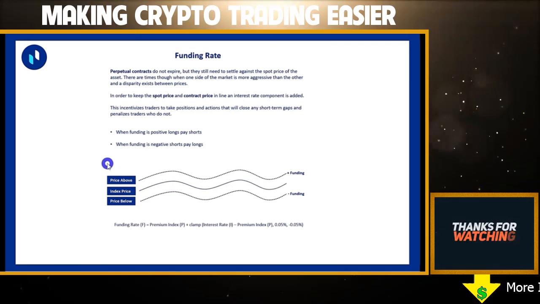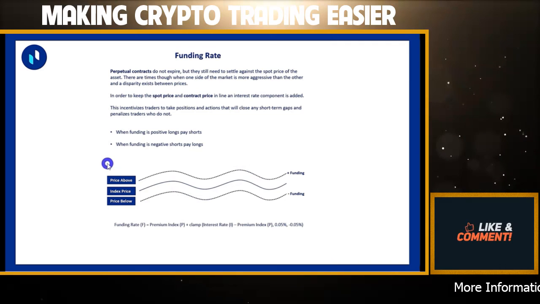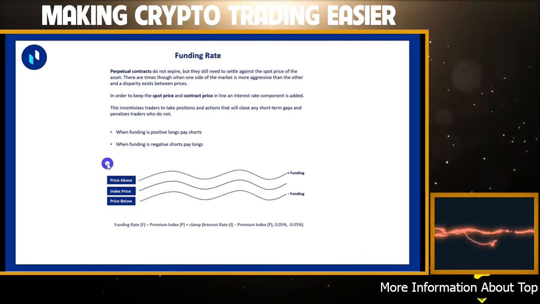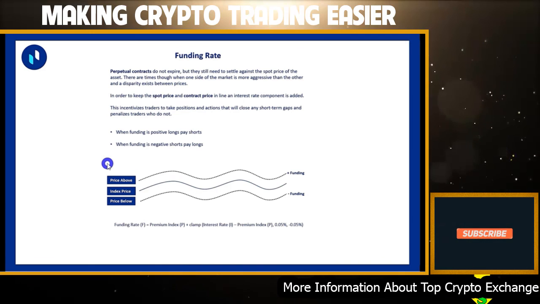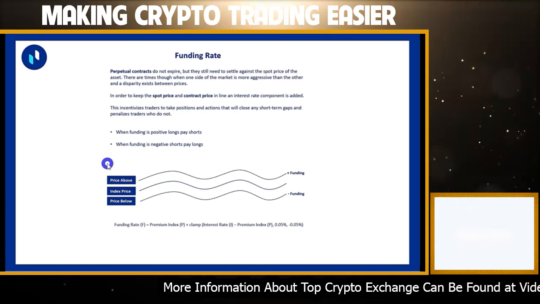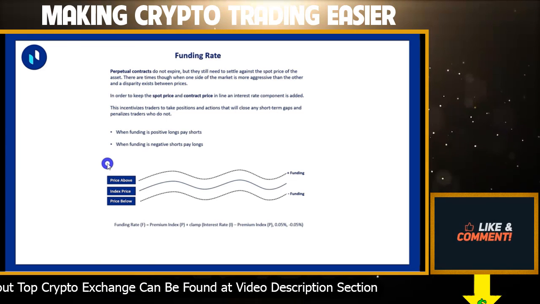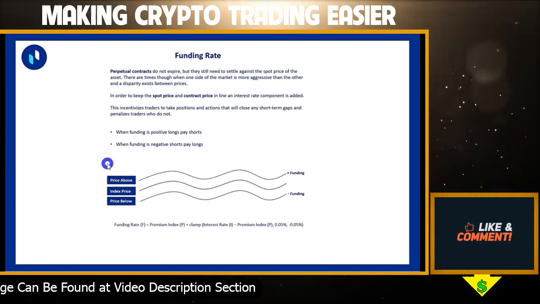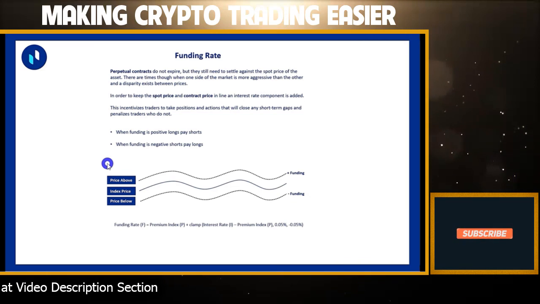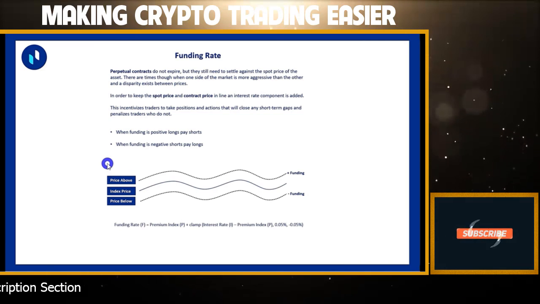Okay, so this is an interest rate component. One side of the market is going to be paying, one side of the market is going to be receiving, and it's an incentive mechanism to keep the spot price and the futures price constantly in line with each other. Because remember, this does not expire, so they constantly need to settle against one another in order to keep these two markets in line.